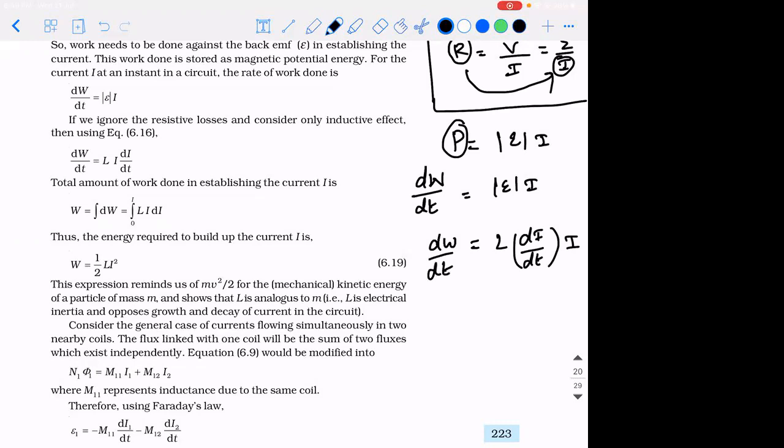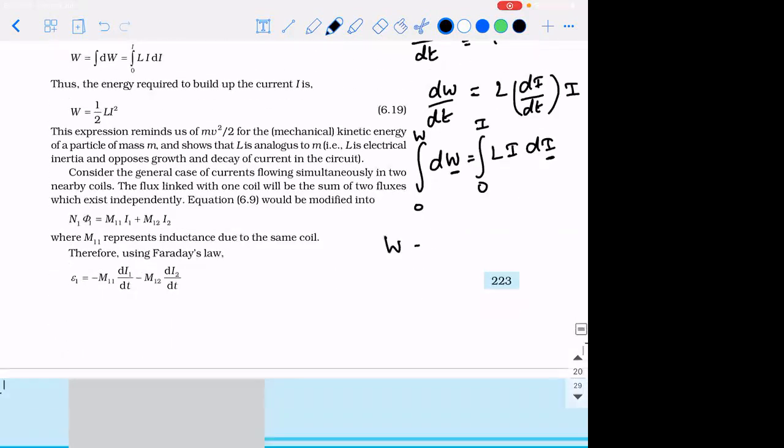Okay, then I can conclude that dW is equal to L into I into dI. So dt will get cancelled. Here I have to integrate with respect to I, and on the other side I will integrate with respect to work done, from 0 to W and 0 to I. So the integral of dW between 0 and W is W.